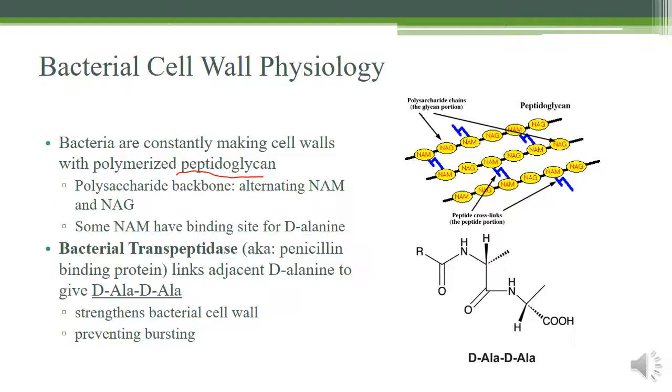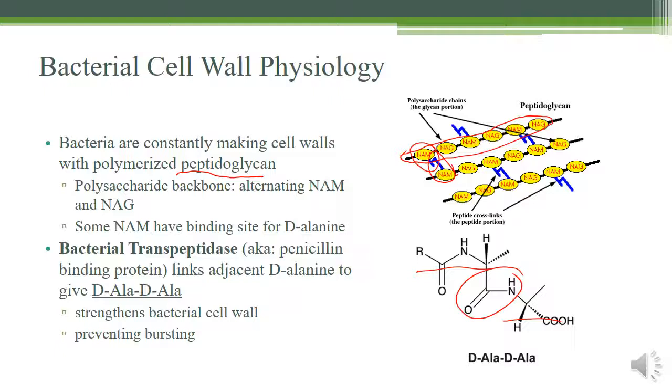So these polysaccharide backbones have alternating NAM and NAG. You can see over here, these polysaccharides have alternating NAM and NAG. And each NAM actually has an alanine group. If each NAM has an alanine group and they're right there adjacent to each other, two alanines can make a peptide bond. So here's the peptide bond, and there are two alanine groups on either side.